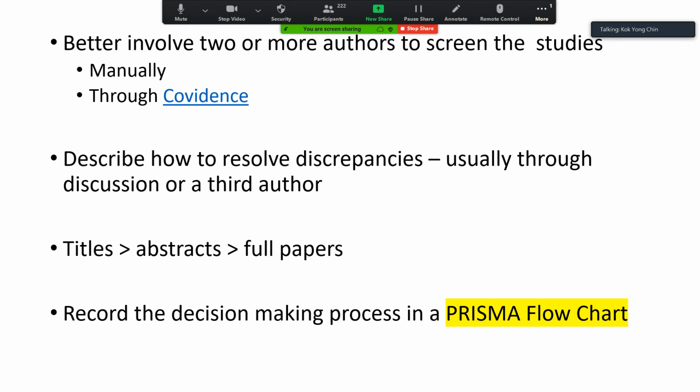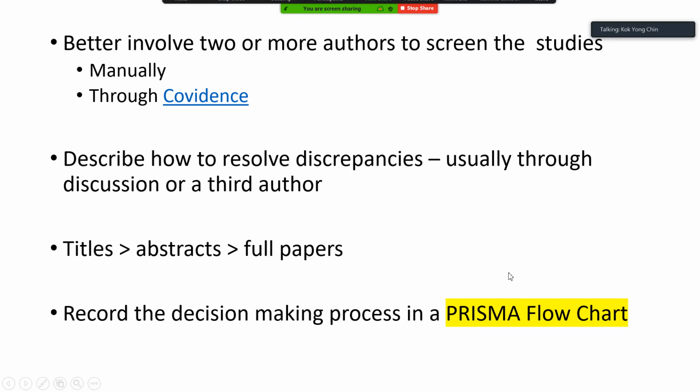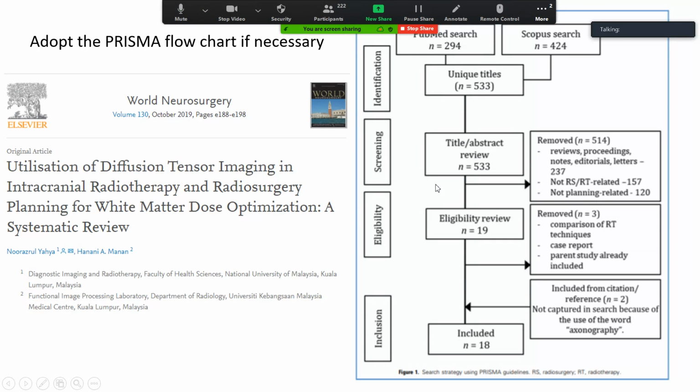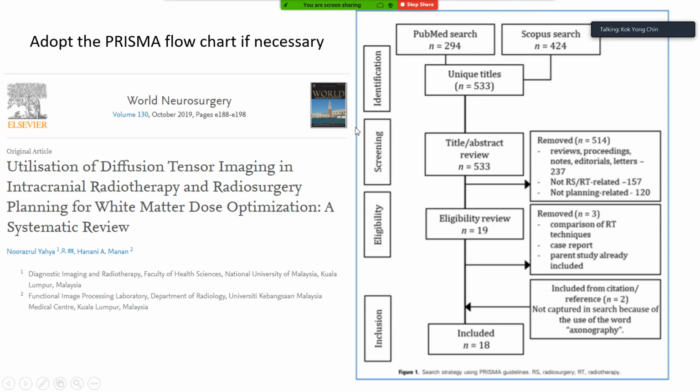That's encouraged. So this is a PRISMA flowchart. This is the article, actually a systematic review article by Hanani. Is that the same Hanani who asked me a question just now? From TDR. So this is a flowchart they produced in their systematic review.